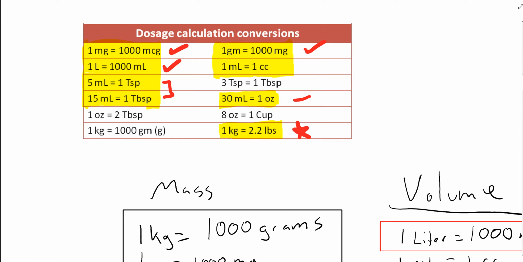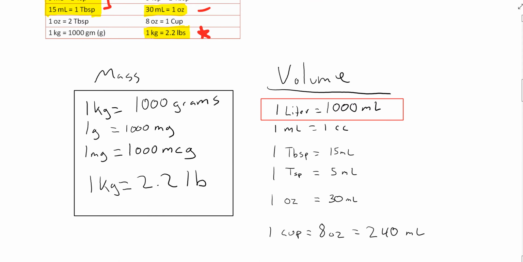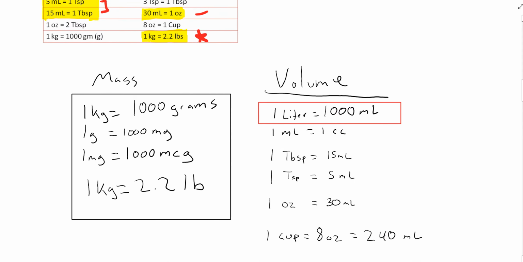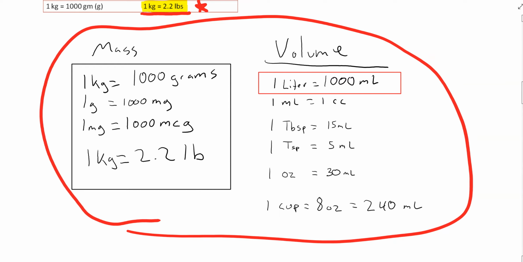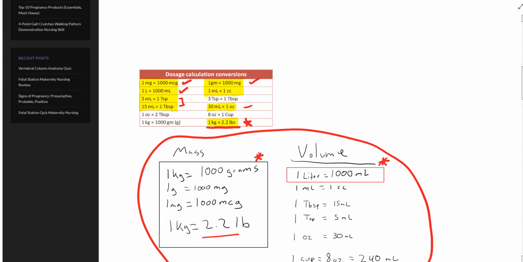You'll definitely want to know kilograms to pounds, or pounds to kilograms, because you'll have a lot of weight-based dosages and they'll give you the pounds, but you'll need to convert to kilograms to do dosage calculation questions. So I would definitely know that 2.2 is your magic number for the weight. Especially for the mass, I'd know those, and for the volume, I'd know those, and your 2.2, for sure.